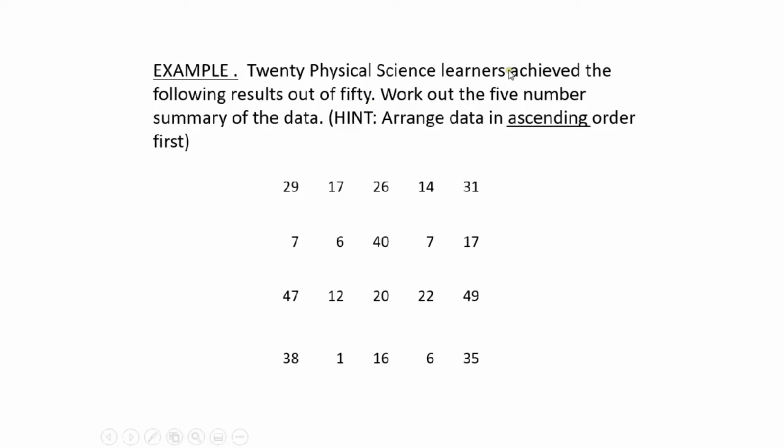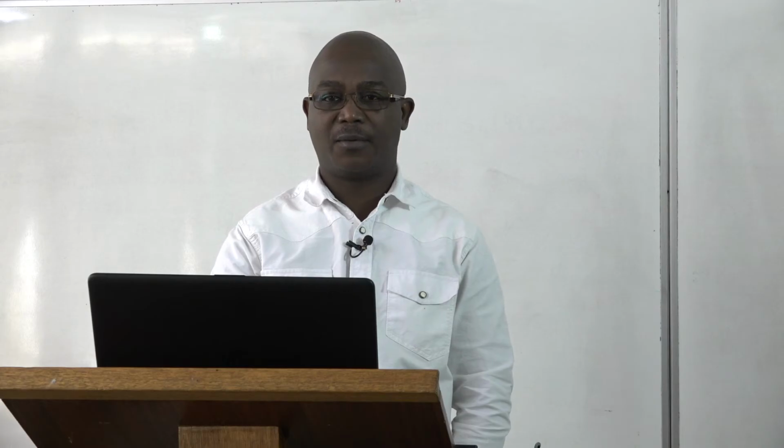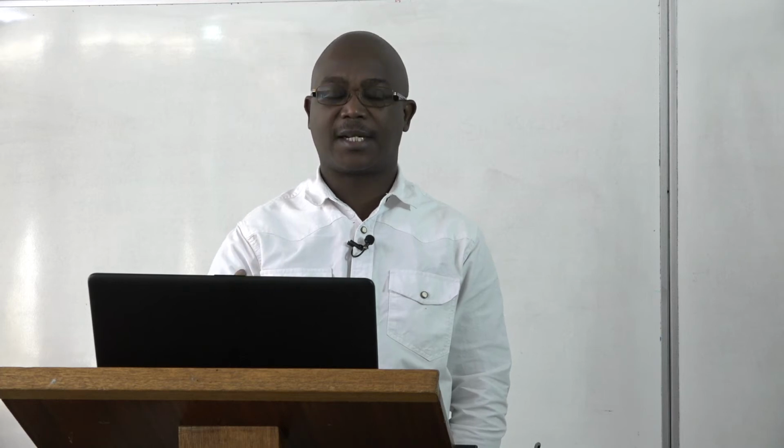20 physical science learners achieved the following results out of 50. Work out the 5-number summary of the data. Now, this hint I am giving you, we have discussed this at level 2. When we get data, we need to arrange that data in ascending order. We cannot deal with data which is not arranged. In other words, these statistical calculations are position sensitive.